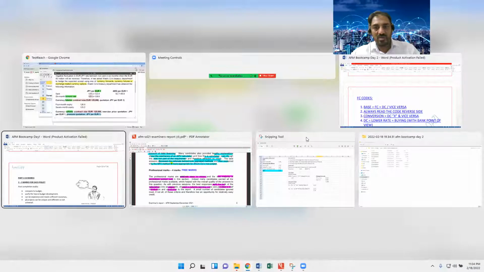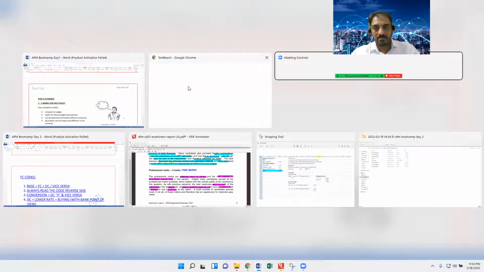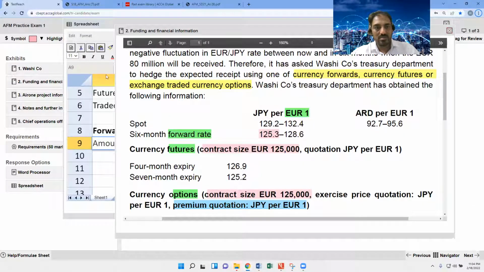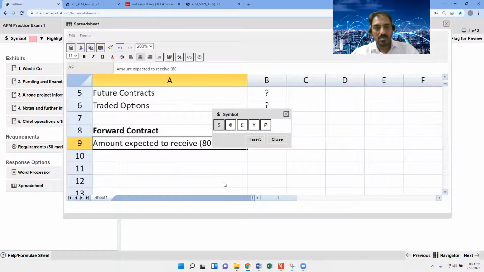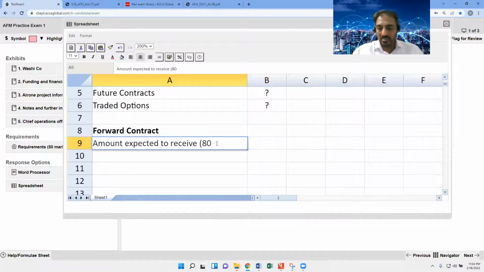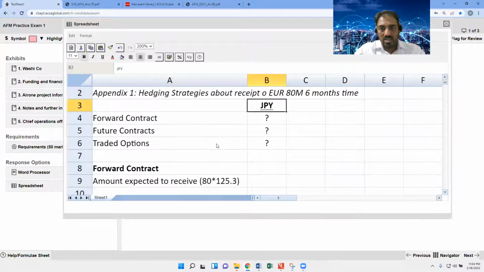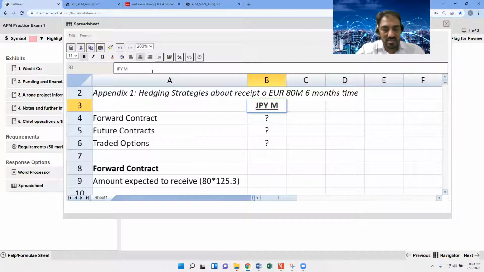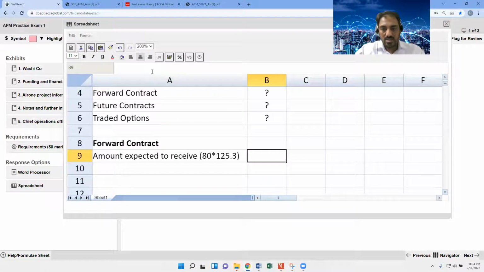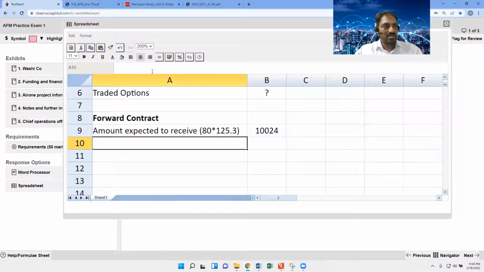If you people have any problem, you can reply to me. That's very simple. 80 multiplied by 125.3. Sir, is it necessary to mention the working? Not necessary. In all the working, we will mention Japanese yen in millions, equal to 80 multiplied by 125.3. You just mention this amount. That's all. It is equal to 10,024. Number one done.